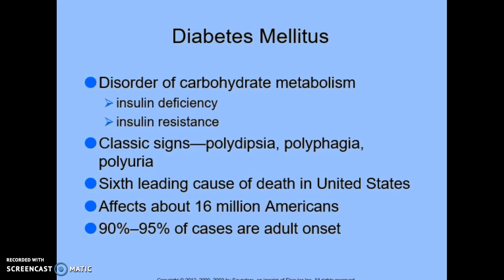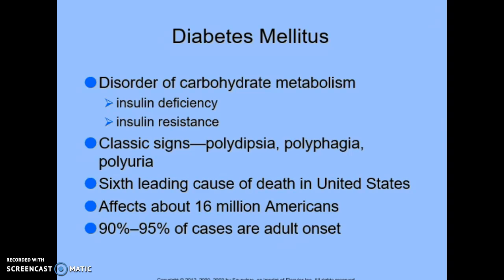Diabetes mellitus is a disorder of carbohydrate metabolism. There's an insulin deficiency and also an insulin resistance. The classic signs we see are polydipsia, polyphagia, and polyuria. And it's the 6th leading cause of death in the United States. So that's pretty big. It affects about 16 million Americans, so chances are you know somebody who is affected by this.